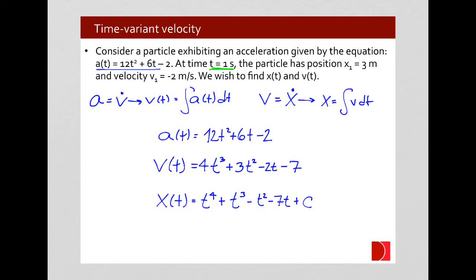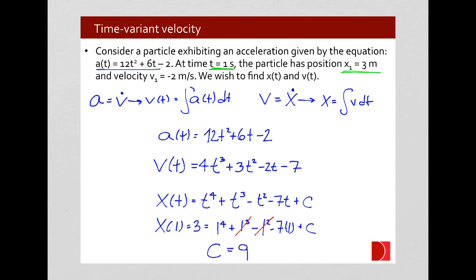It's the same way as before. Looking at time equal 1 second, we know the position. And so if we know the position at a fixed point in time, we can find out what that arbitrary constant has to be due to our initial conditions. So x of 1 is 3 meters, but it also comes from the equation we just found. Here we see 1 cubed minus 1 squared cancel each other out. We see here 1 minus 7 will be -6. And in order to solve here, c must equal 9.